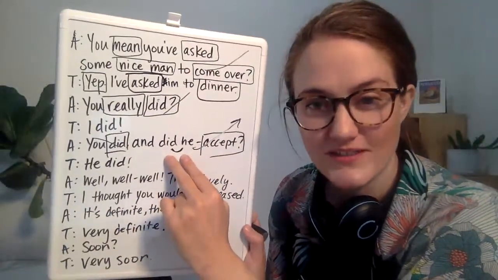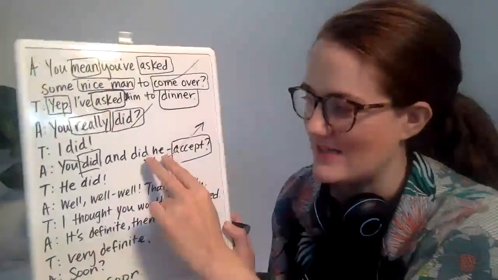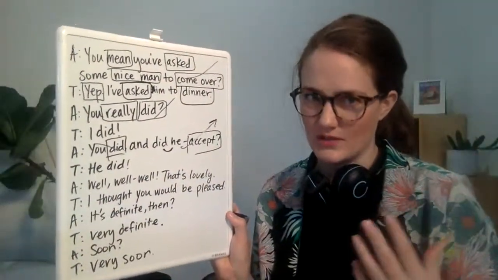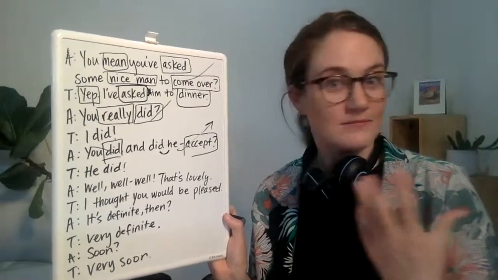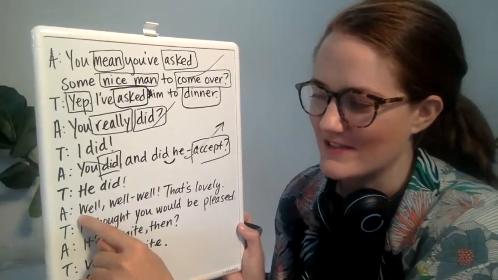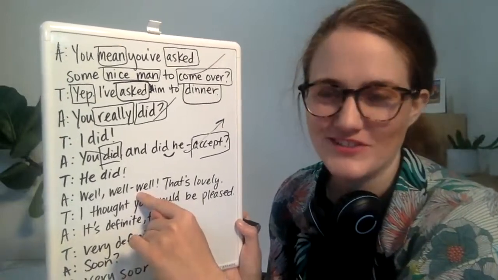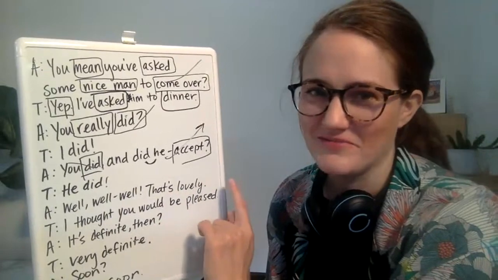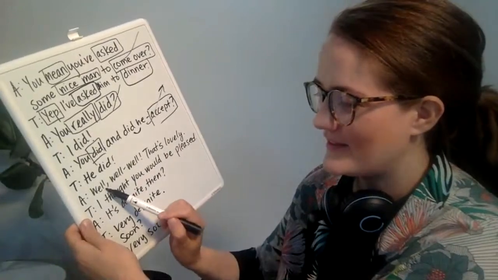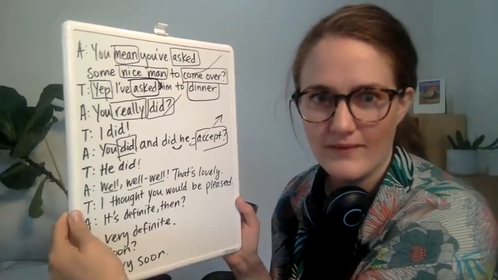Now here I would connect because it's grammar. You did is like, wow, I'm surprised. You did. And did he accept? He did. Oh wow. Okay. Now Amanda says, well, well, well. She's really surprised. She doesn't know what to do. That's lovely. Okay, now we're not doing this one together because probably she's thinking out loud. Well, well, well.